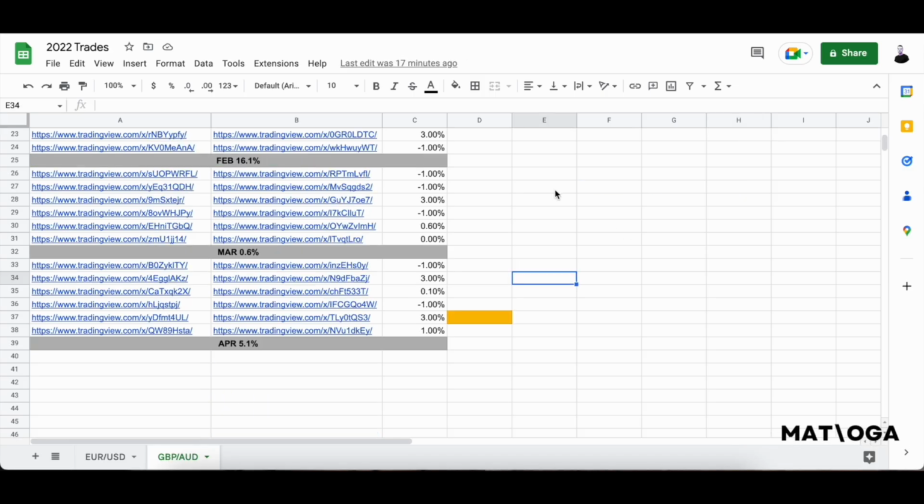Alright, another episode of Refining Entries, and in this one we will take a look at the month of April on GBP AUD in this 2022 year of trading. So we had 5.1% for April. Also, I would say a fairly messy month, just as March. March was terrible, but April a little bit better.